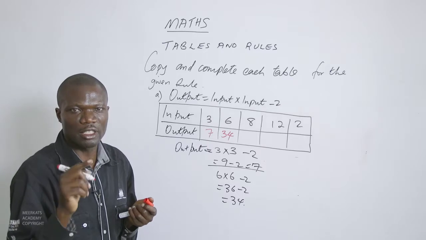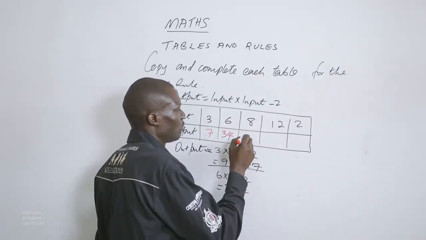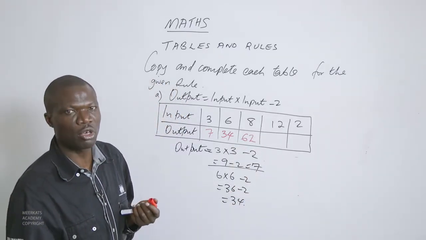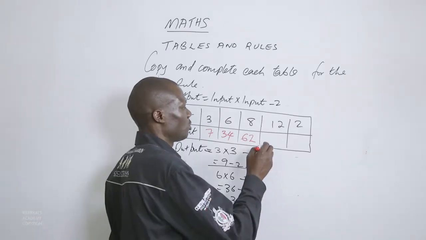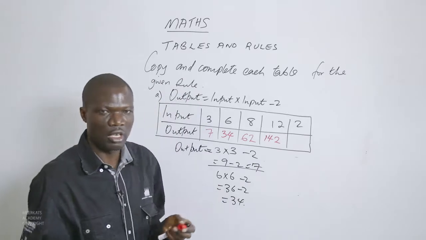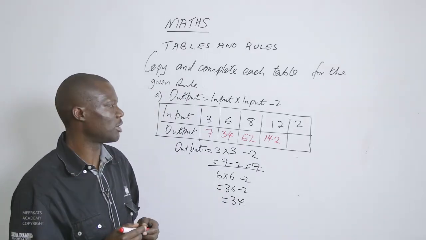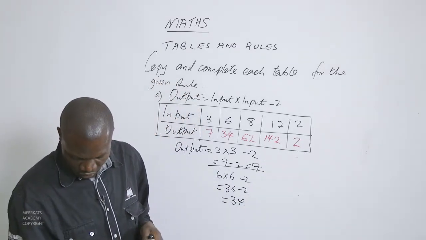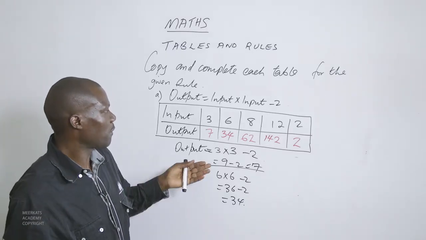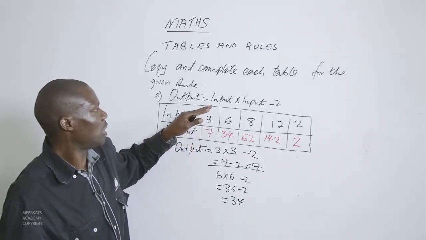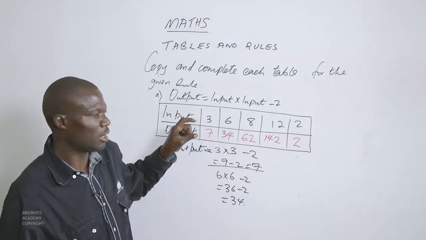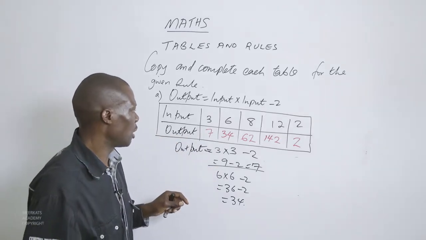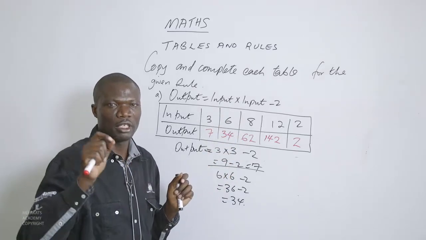8 times 8 is 64, minus 2 is 62. We have 12 times 12 is 144, minus 2 is 142. And finally, 2 times 2 is 4, minus 2, giving us 2. So from this, we have established and used the rule to fill the table of values without struggling, because it's a matter of substitution.